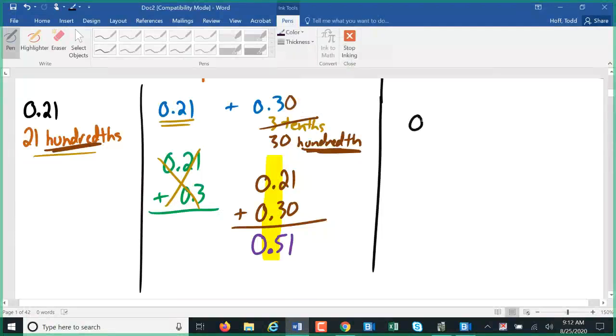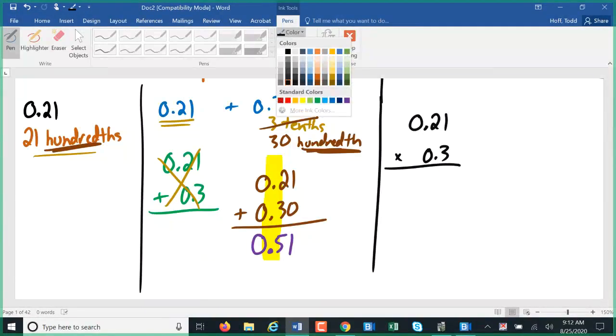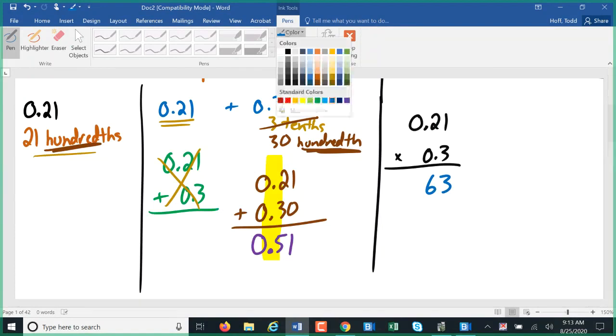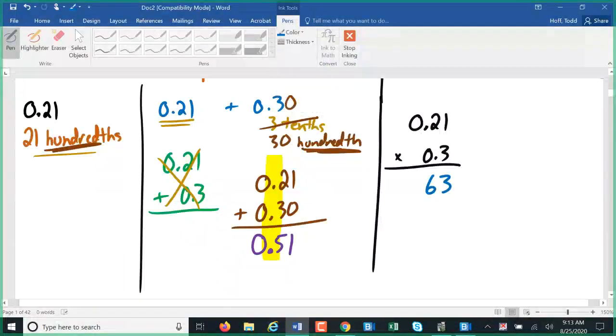If I multiply 0.21 times 0.3, I don't have to worry about lining up the decimal point, because when I multiply, I do not need the same name. 21 times 3 is 63. Where is my decimal point going to go? Before the 6. Close, careful. We actually have to add a 0 before the 6 and then put the decimal point.